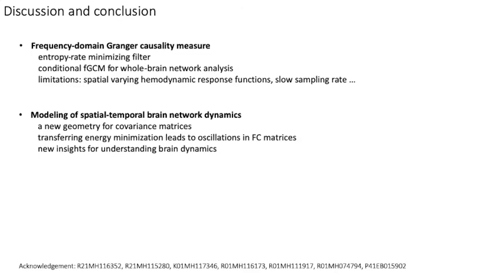Basically, we found that the spatial temporal oscillation that we see in brain networks may be because the brain is trying to minimize the energy of transfer interaction between different brain regions. That's maybe only a hypothesis-generating theory, but it needs to be further validated.